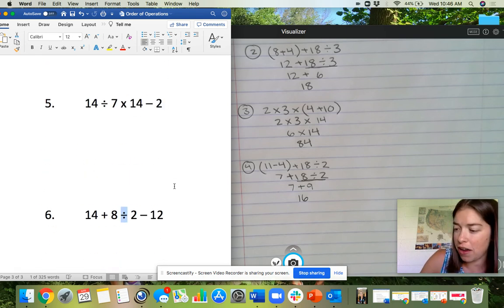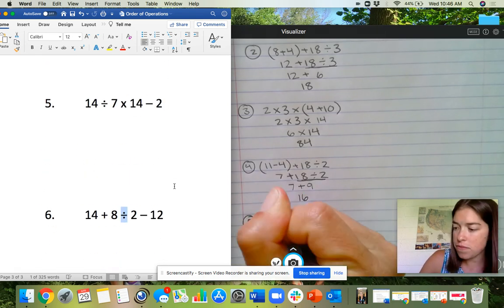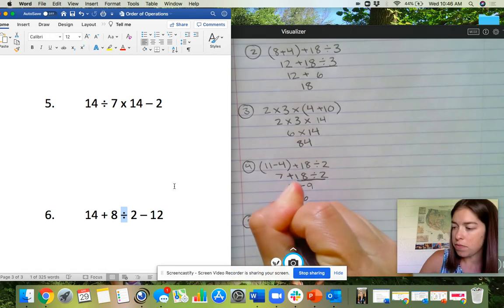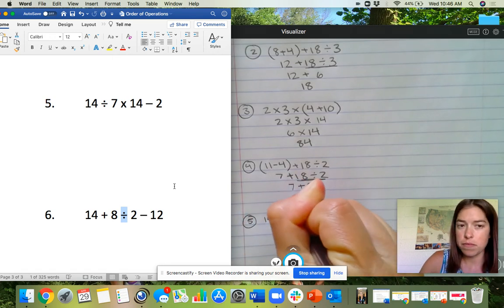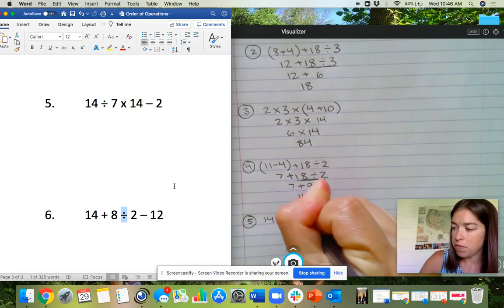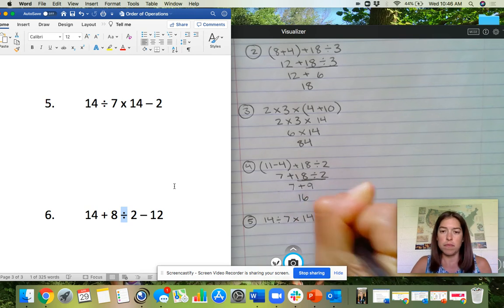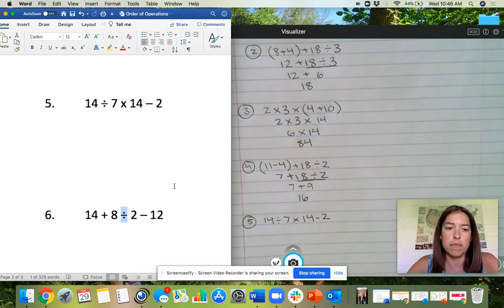Go ahead and copy it on your paper. All right, our order of operations. Let's check first for G, grouping. I don't have any groups. I don't have any parentheses at all. Moving on to E, exponents. I don't have any exponents. This is great news. I get to move on to M, multiply and divide.